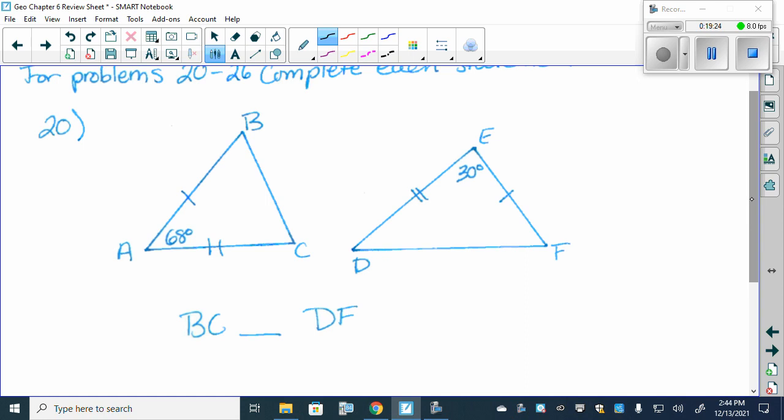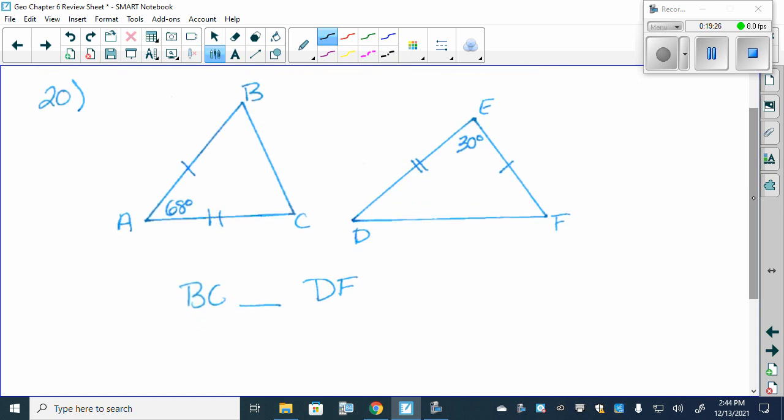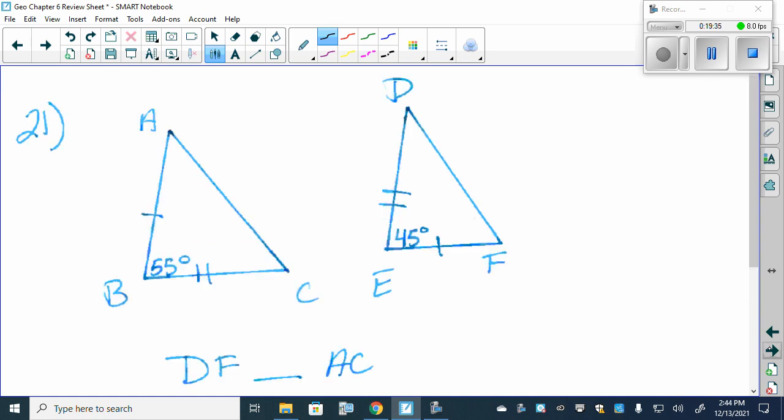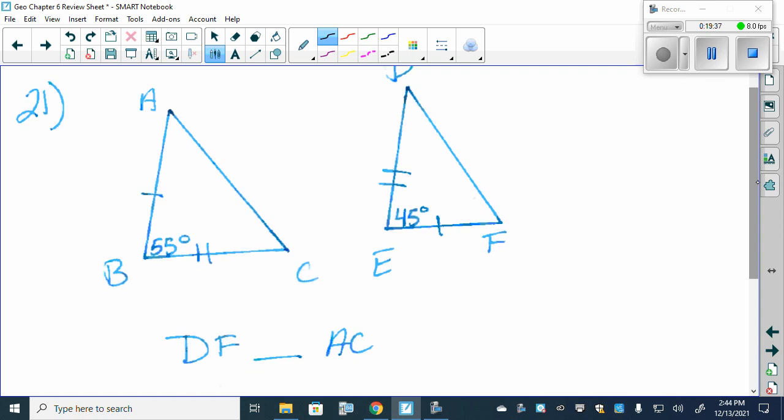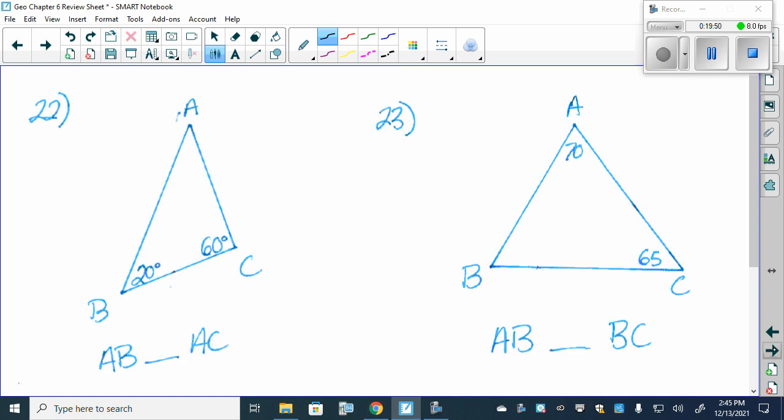So which one would be bigger? Because 68 is the bigger angle, so the side opposite would be bigger. Well, which angle is bigger? And the side opposite is AC, so it would be bigger. Any other questions on these with the angles?